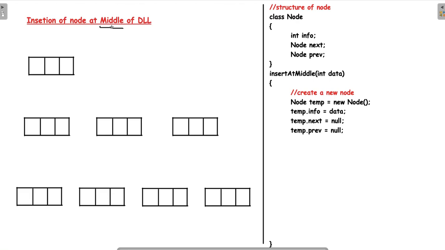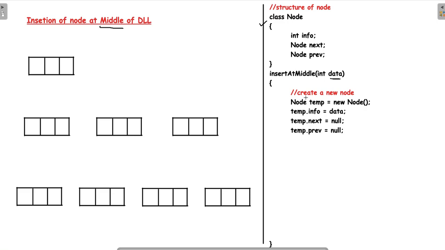So to create a new node we require a few things, and those things are the structure of a node. Here I have already written the structure of a new node. It has three fields: information and two objects of node, that is next and previous, which will be storing the addresses of the next and previous node. Then we will be creating one function which will receive one data, and we have to store this data in the node, and then that node should be inserted at a particular location.